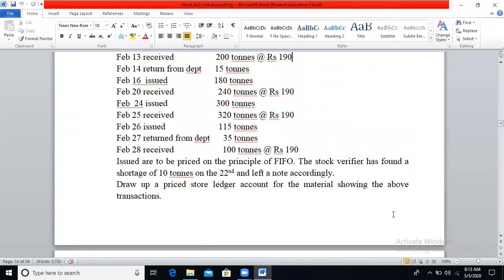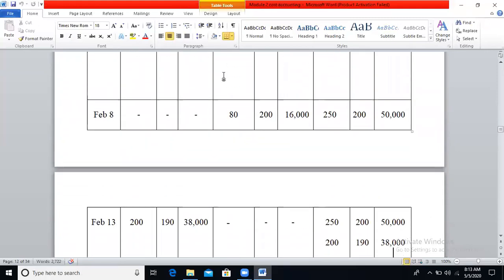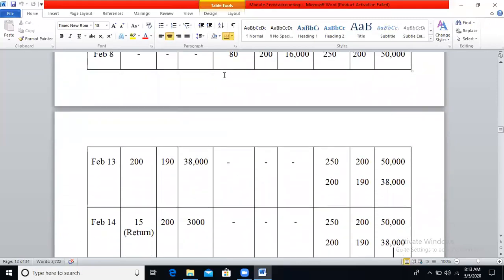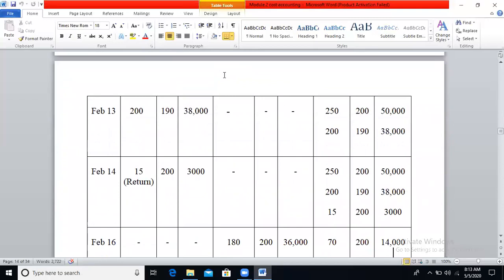The next transaction is February 14th, return from department 15 tons. February 14th, I told return means return will be considered as a receipt only. And in the bracket you have to show it as a return. So date will be February 14th. How many tons returned to the department? 15 tons. So at what price you have to consider?